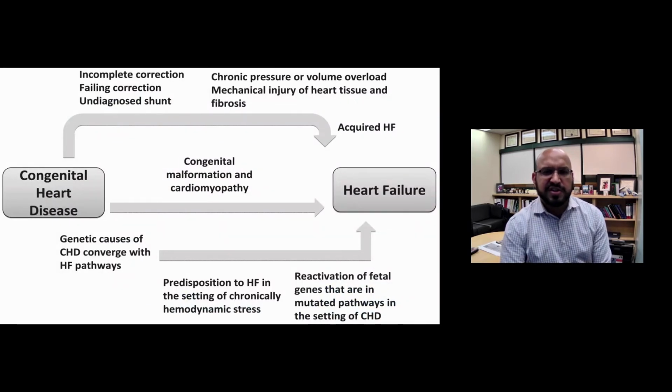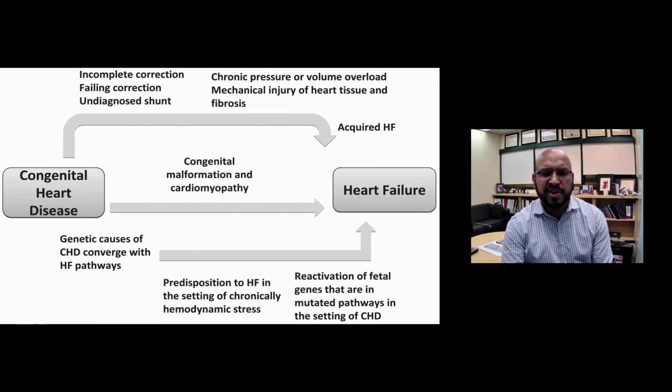When we talk about congenital heart disease and heart failure, there are often three pathways that this leads to. Congenital heart disease with either incomplete correction of their lesion, a failed correction of their lesion, or an undiagnosed shunt will then have chronic pressure or volume overload and mechanical injury of heart tissue and fibrosis, which could lead to heart failure.